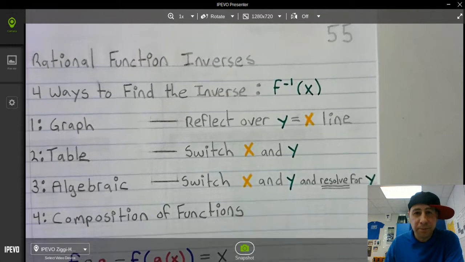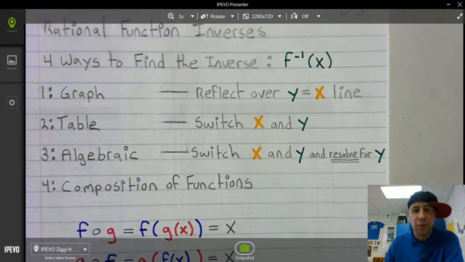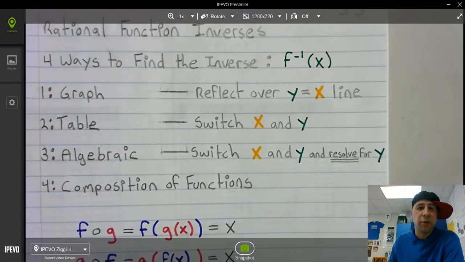Number 3, it's algebraic, and you switch the x and y and resolve for y. So if you would, pause the video and update the first 3 ways.